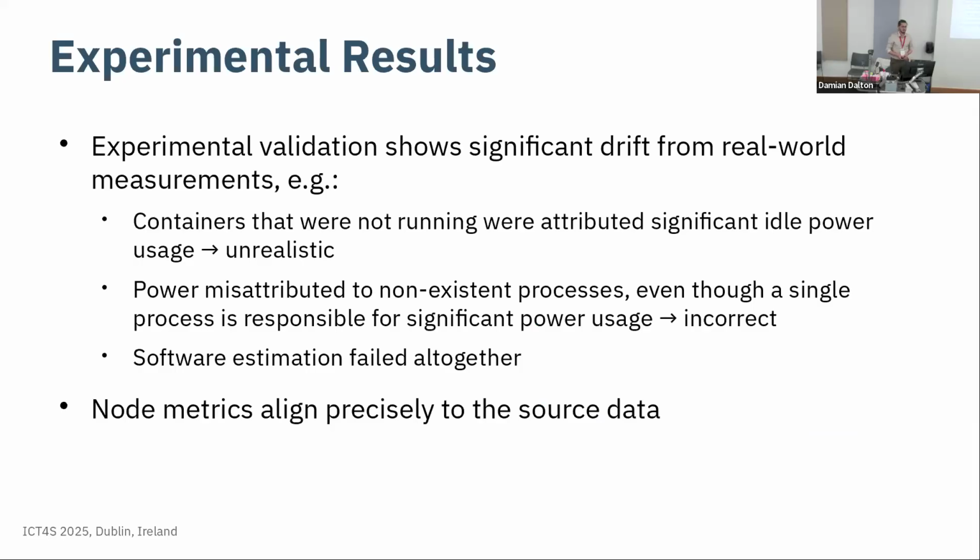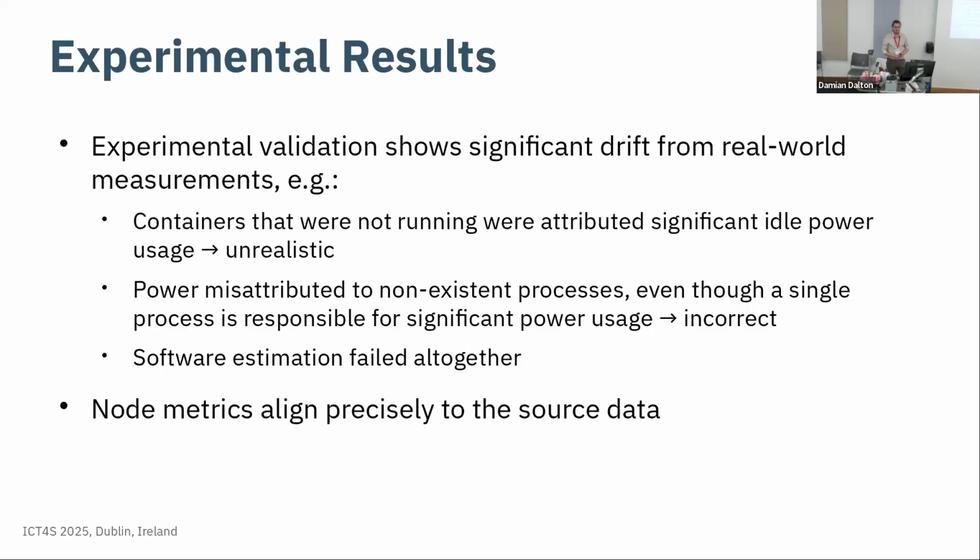Based on these results, we see significant differences in Kepler's output and real-world measurements, and I'll show some examples on the next slides. We had some containers that were not running. They were completed, but they did account for significant power usage. We had some power that was misattributed to non-existing processes where Kepler just got confused and said, well, I don't know what this power usage is from, even though it was a very simple example and it should have been very clear where the power was coming from or where the power was being used.